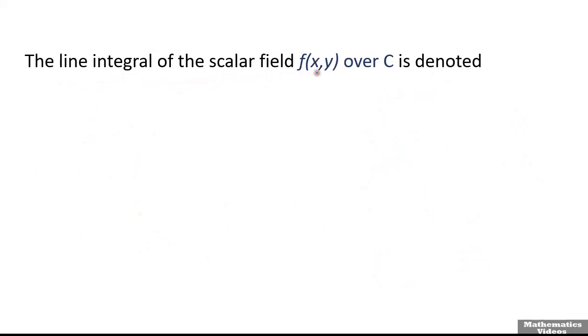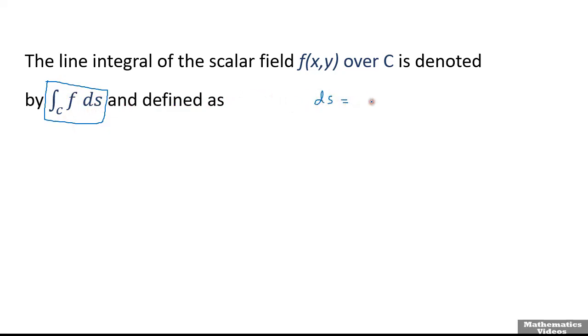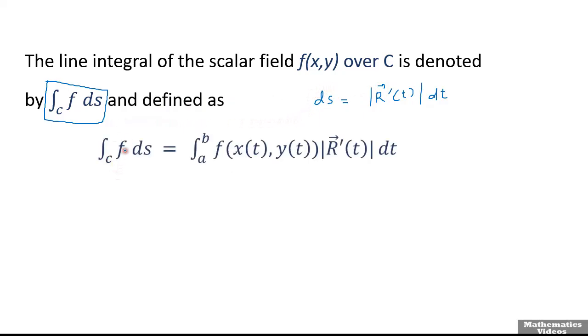The line integral of a scalar field f over the curve C is denoted by this integral. We write C in the subscript of the integral, and the integrand is f, and we integrate f with respect to the arc length function s. Here ds is the arc length element, and we know that ds is defined as the magnitude of r prime of t times dt.